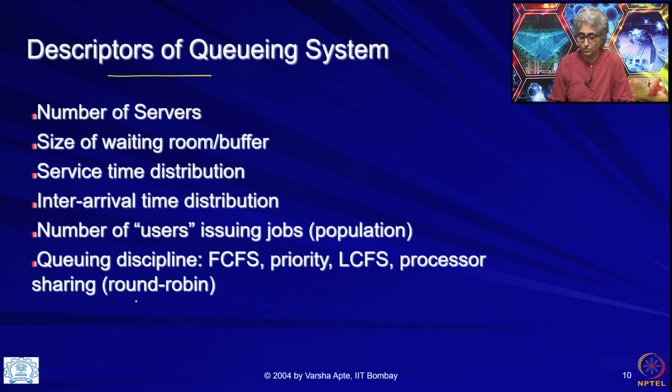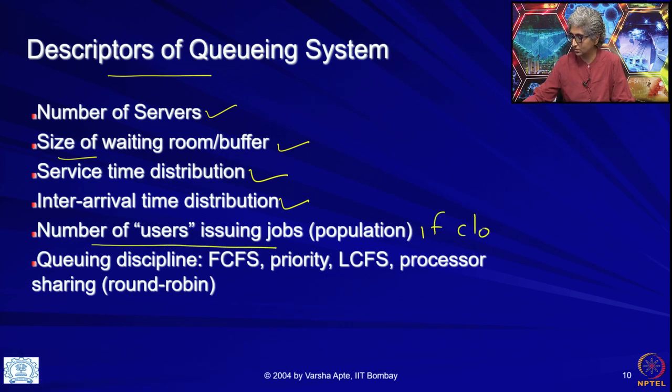The descriptors of a queuing system: we have the number of servers, waiting room and its size, the service time distribution, the inter arrival time distribution, the number of users if it is closed. This is if closed. This is not required if it is open. And of course, we cannot ignore the queuing discipline. These are the descriptors.